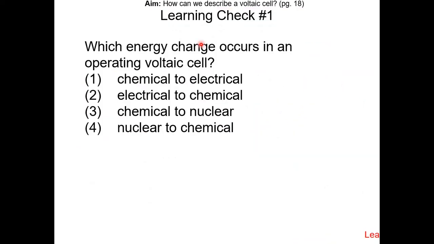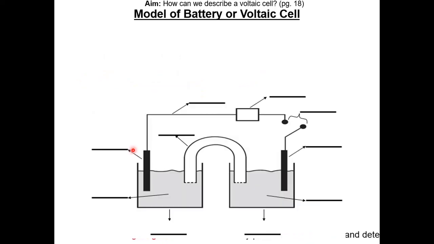Learning check number 1. Which energy change occurs in the operating Voltaic cell? Pause the video and resume as completed. The answer is choice 1, chemical to electrical. Now I'm going to go over the different parts of a battery or Voltaic cell.